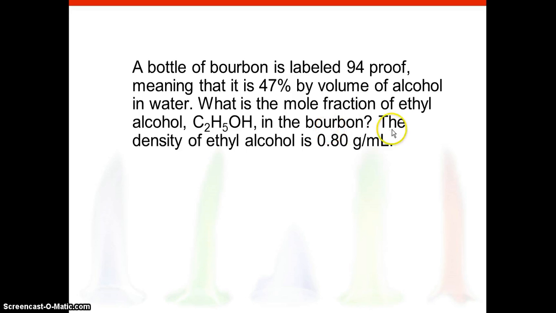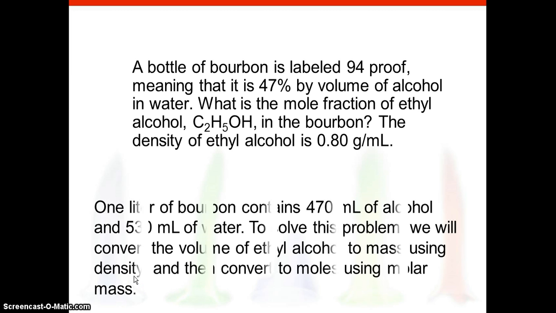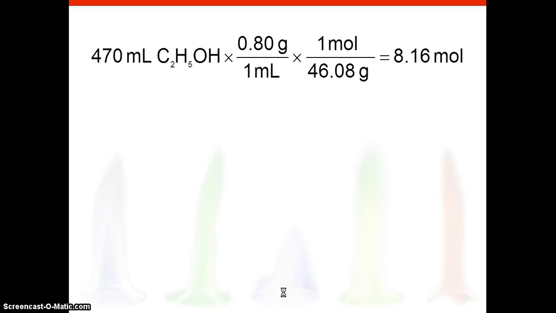C2H5OH, in the bourbon? The density of ethyl alcohol is 0.80 gram per milliliter. So that means 1 liter of bourbon contains 470 milliliter of alcohol and 530 milliliter of water. To solve this problem, we need to convert the volume of ethyl alcohol to mass using density, and then convert that mass to moles using molar mass. So let's go to the next slide.